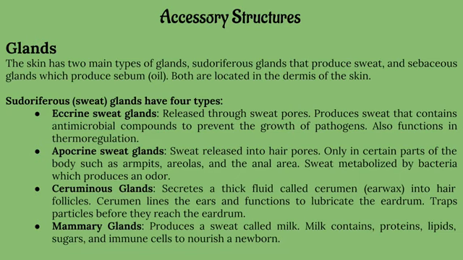There are sweat glands, also known as sudoriferous glands, and these glands produce sweat. Then there are sebaceous glands that produce sebum, also known as oil. Sudoriferous sweat glands have 4 types.